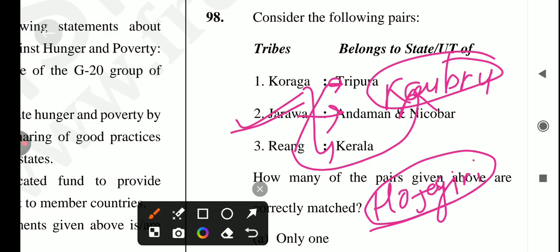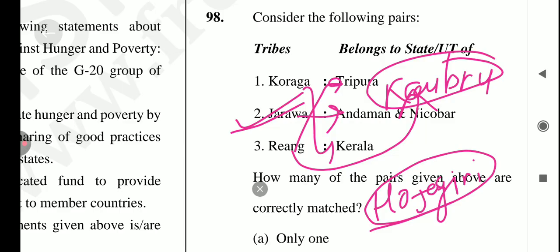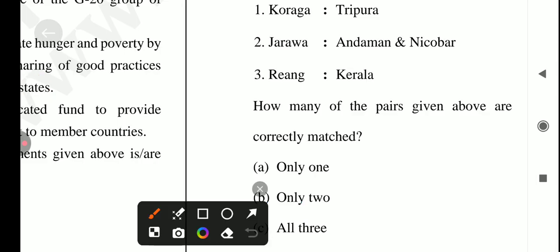Okay, and Riang is the second largest tribal community of Tripura, and the Riang community in Tripura is one of the 75 particularly vulnerable tribal groups in the country. Okay, so the answer for this question, since it asks for correct matches, is option A only.